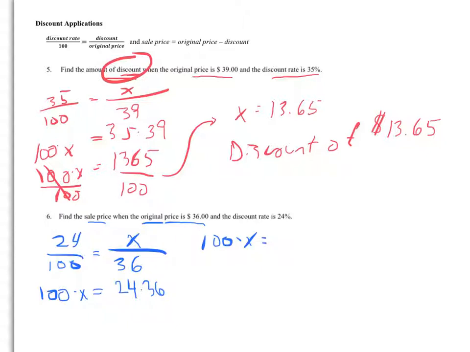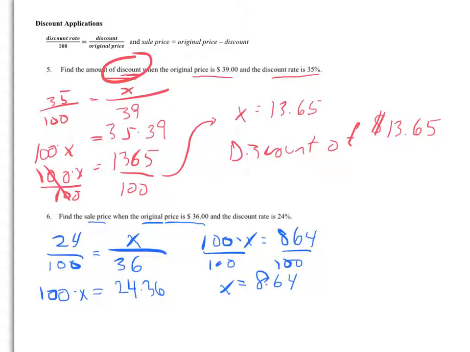Cross products, 100 times X equals 24 times 36. Multiplying 24 and 36 gives 864. And then dividing by 100, we get that X equals 8.64.